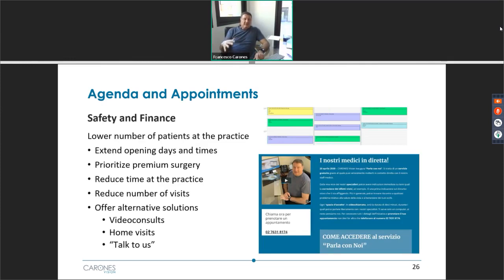So in the effort to lower the number of patients at the practice, you have to think differently. You have to maybe think of extending opening days and times. As I said, revenues are important. So you have to prioritize what is your core business. And we know that the core business is premium surgery. We have to reduce patients' time at the practice as well as the number of visits.